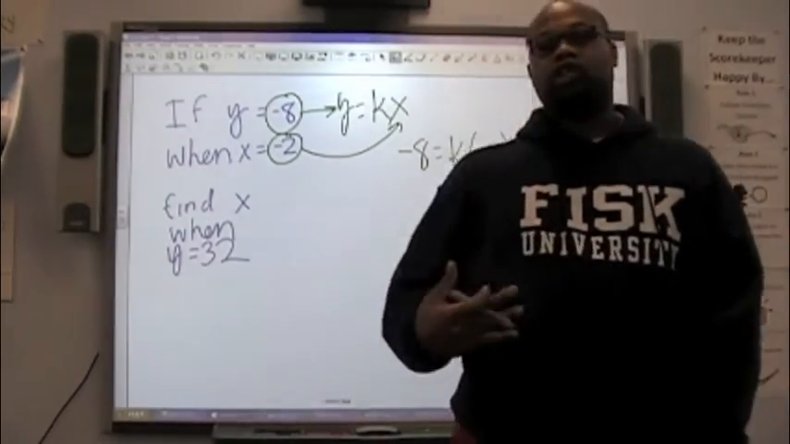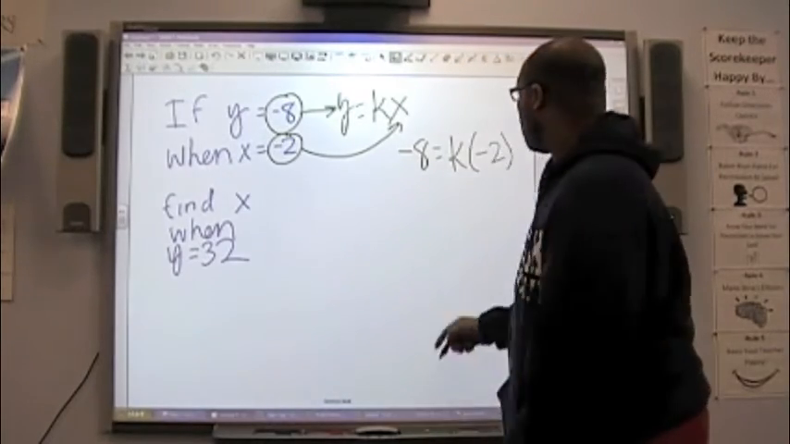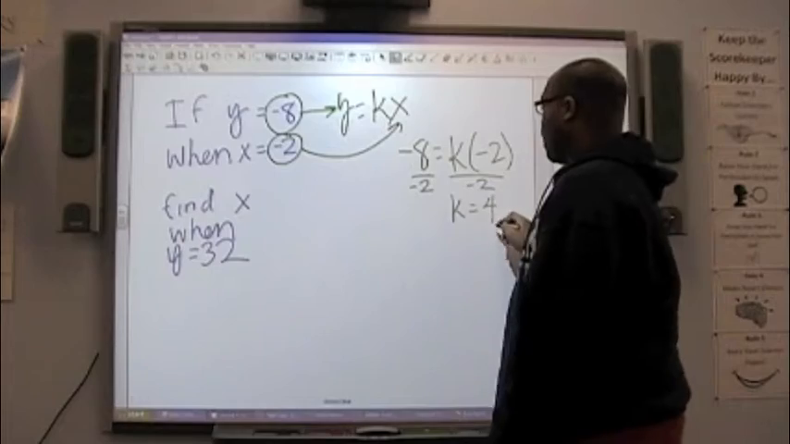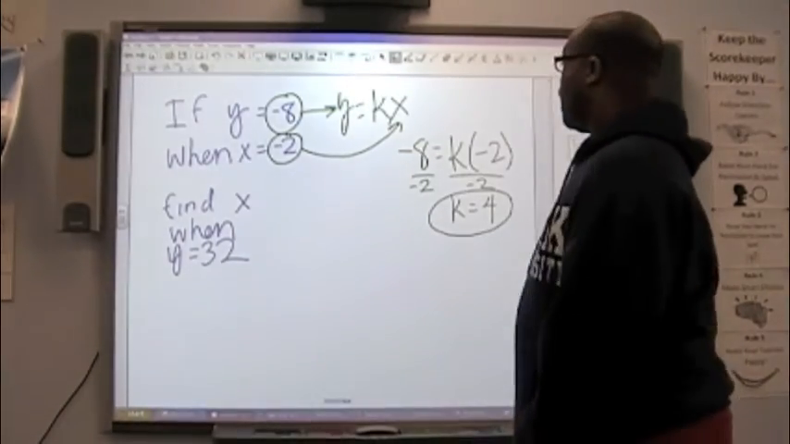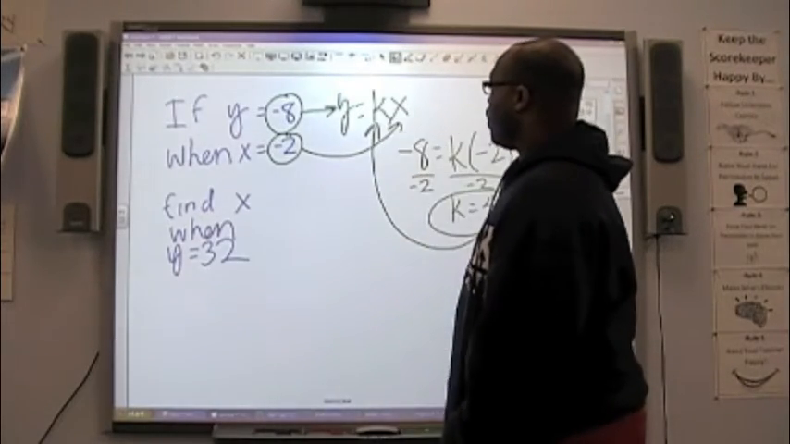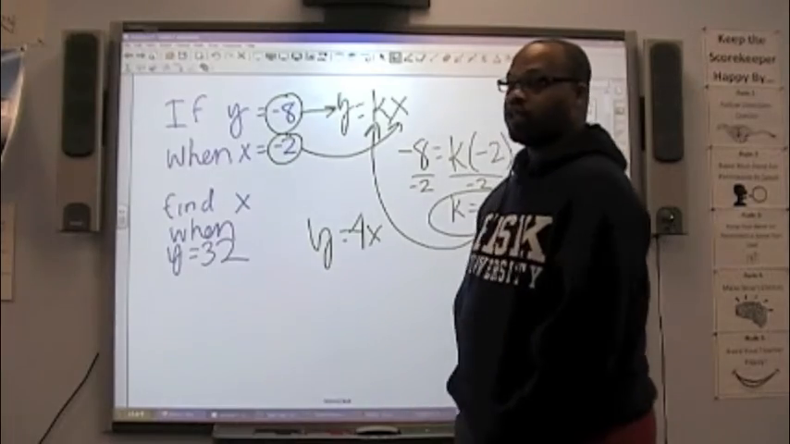Once doing that, I can solve for k, or what they call the constant of variation, which is also your slope. I know that k equals 4 here, because negative 8 divided by negative 2 is 4. And so then I know my equation, if I were to put my k in my equation, is y equals 4x. This is my equation.